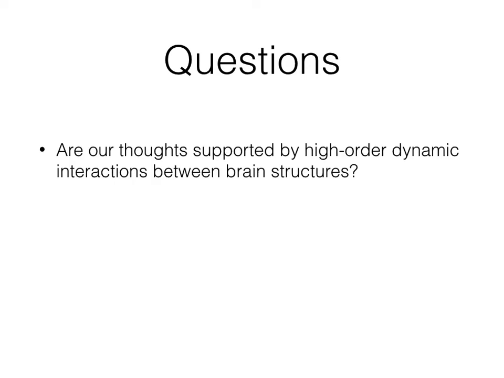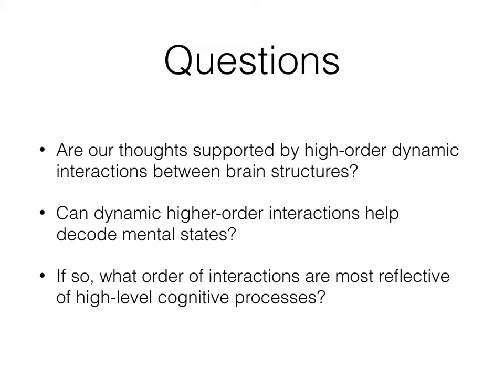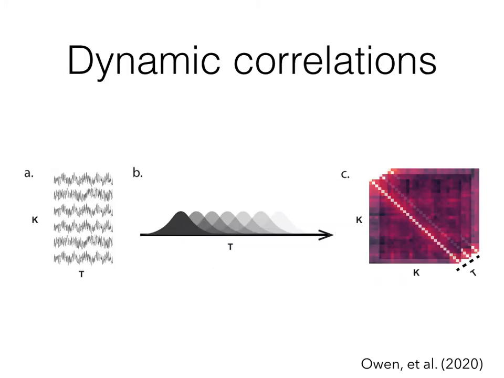So with this project, we wanted to explore whether higher order dynamic interactions between brain structures support our thoughts, particularly because higher order dynamic interactions may be better at characterizing the complexity of the brain, a system that operates on multiple scales of time and space, and that can be decomposed into subcomponents at many scales and the interactions between those subcomponents. And so we wondered if dynamic higher order correlations could decode mental states, and if so, at what order of interactions. But first, how do we actually compute these higher order correlations?